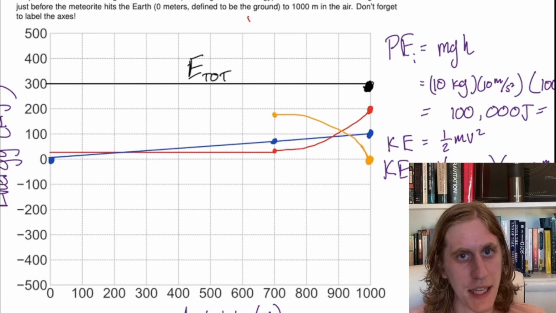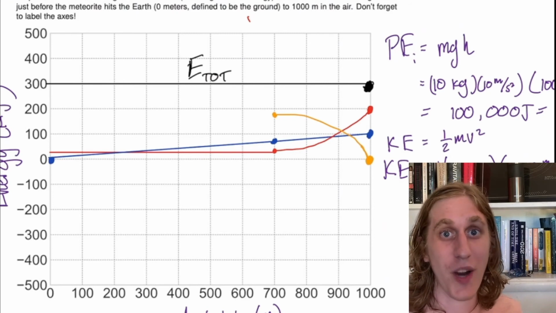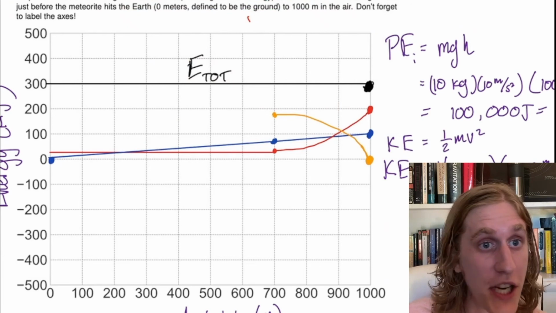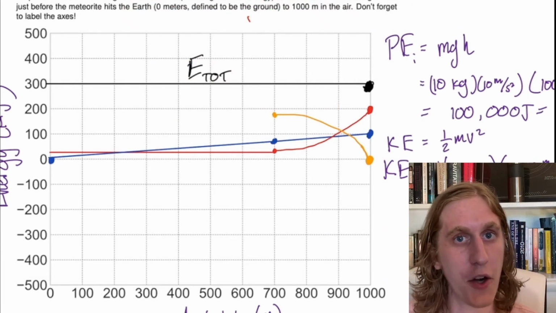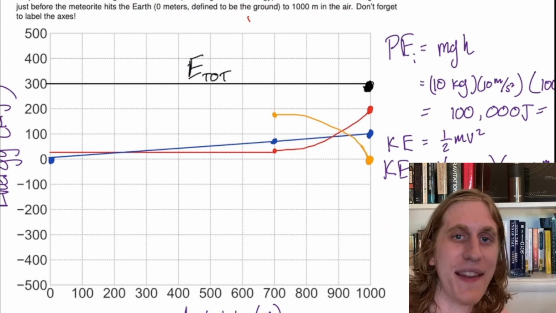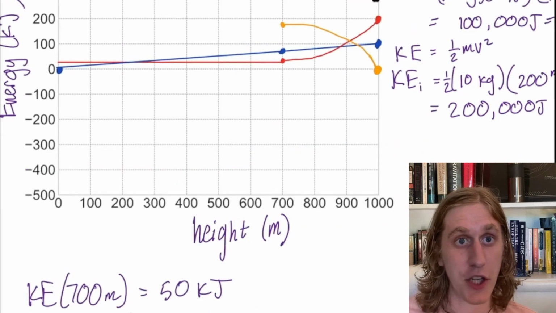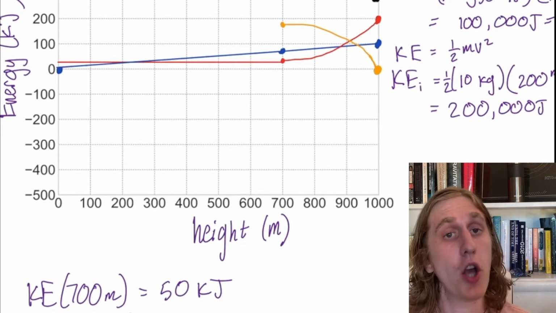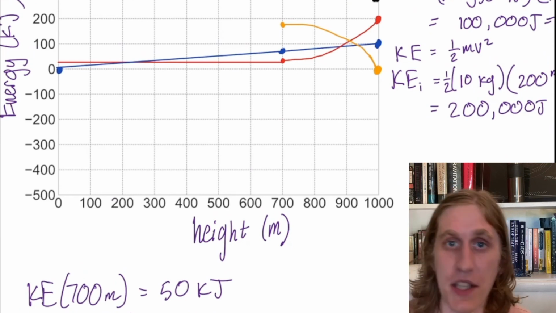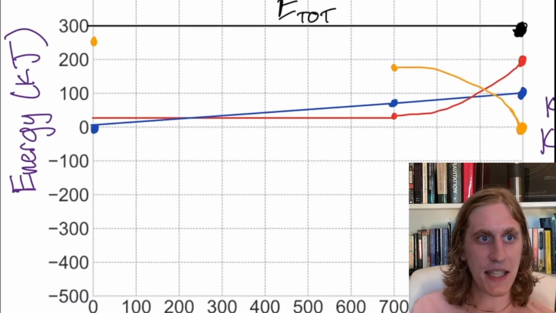The last thing we have to think about is the thermal energy. Let's see if we can figure out what the thermal energy of the asteroid is when it hits the ground. We do this the exact same way we calculated thermal energy before. We know the total energy, and we know what the gravitational potential energy and the kinetic energy are equal to when the asteroid hits the ground. The gravitational potential energy is 0. The kinetic energy is just 50 kilojoules. It hasn't changed. So the thermal energy must be equal to 250 kilojoules, so that the total energy of the system is 300 kilojoules.